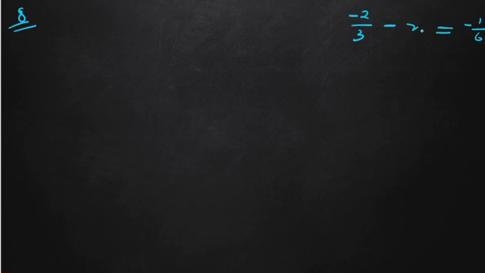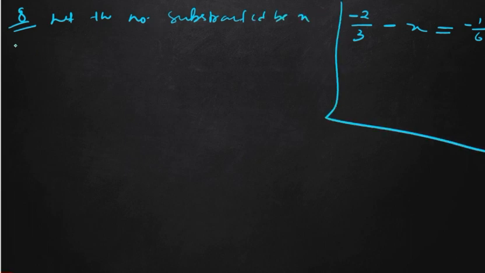So what will we write? Let the number subtracted be x. These are all rough work. Then our question says, what should be subtracted from minus 2 by 3? So minus 2 by 3 minus x is equal to minus 1 by 6.